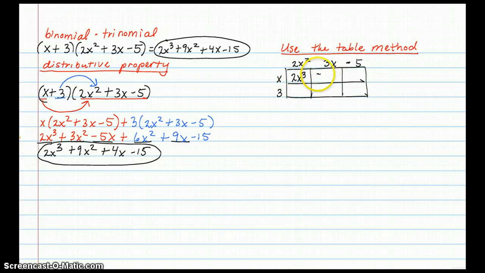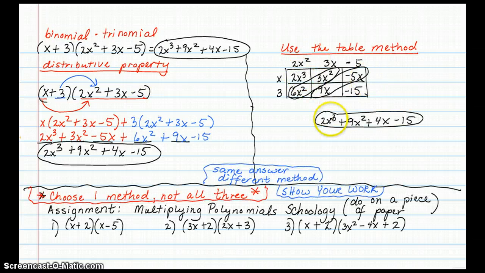x times 3x is 3x squared. x times negative 5 is negative 5x. 3 times 2x squared is 6x squared. 3 times 3x is 9x. 3 times negative 5 is negative 15. And again, you can see your 2x cubed. Your like terms are diagonally. 6x squared and 3x squared is 9x squared. And 9x and negative 5x is 4x, and negative 15 comes down.